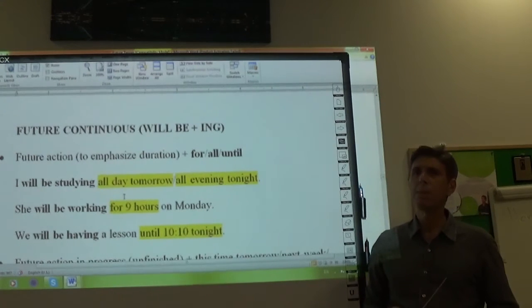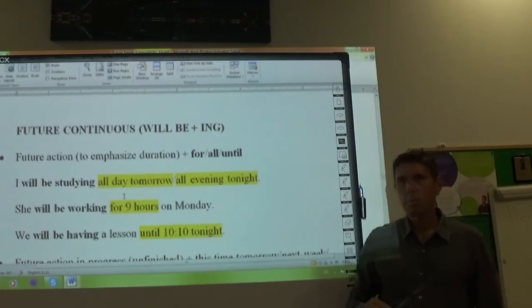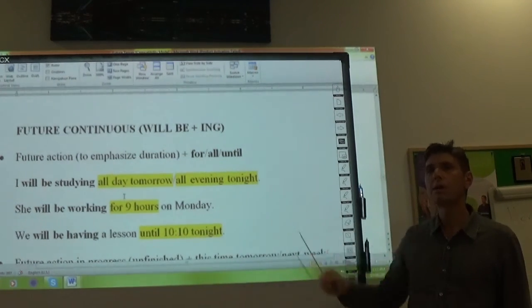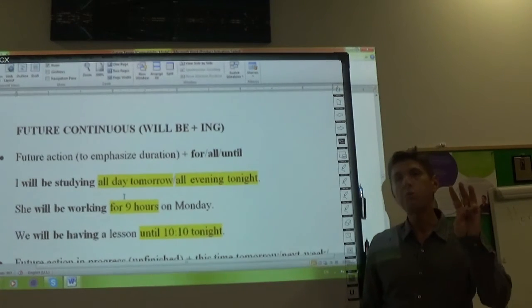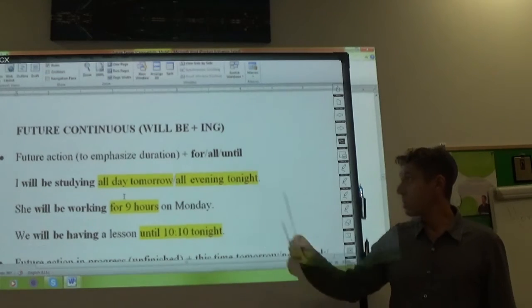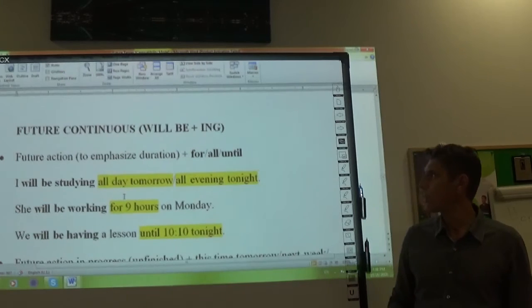The tenses become a bit more complex. The next tense is the future continuous. We form the future continuous using will, be, and the ing form of the verb. So we need 3 words to form the future continuous.